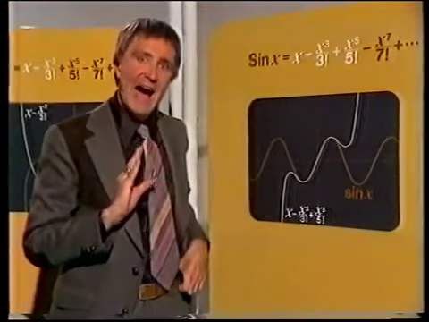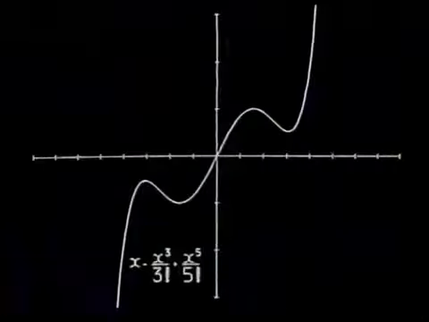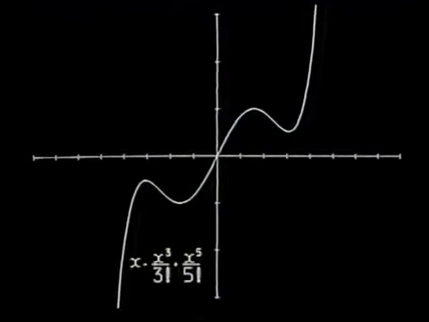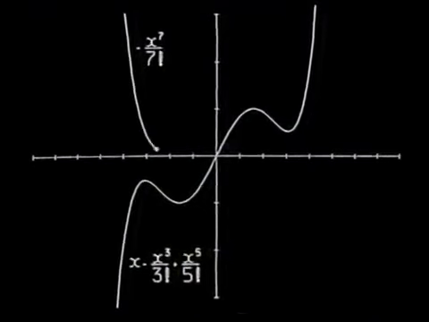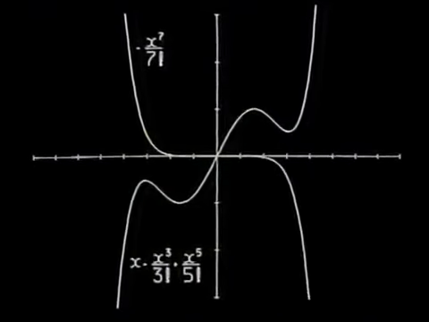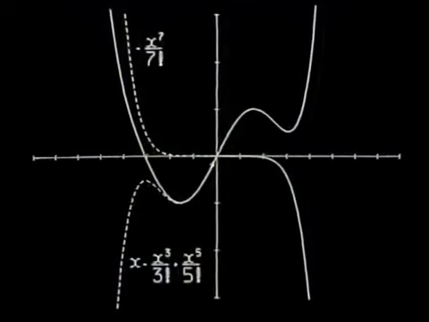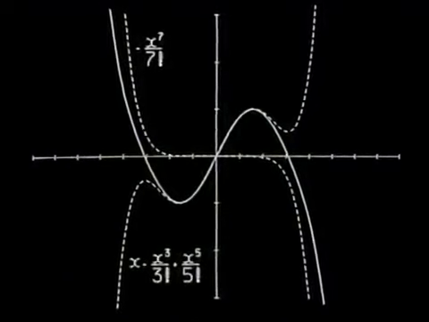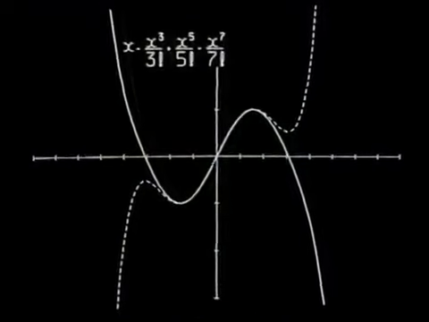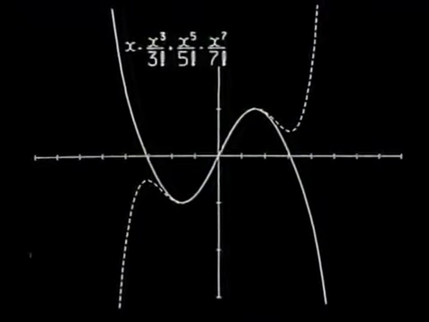But what happens with higher degree Taylor polynomials? The next approximation is built by adding negative x to the seventh over 7 factorial. How is this term going to change things? We'll watch and see. In fact, the two polynomials are certainly very close out as far as the first turning points. But how do they compare with a sine curve?